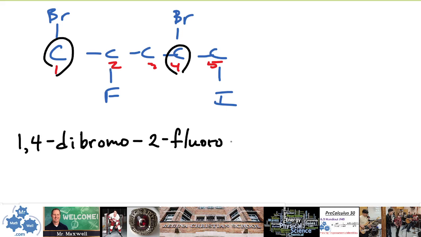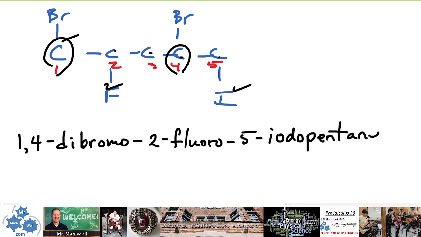All right. Then so this is taken care of now. I got to take care of this iodine. So it's on carbon number 5, right? 5-iodo. There's only one, so you don't need a di or a tri or anything. Iodo. And what is this? 1, 2, 3, 4, 5. Pent. Ane, single bonds. Okay, so that's how you name that one. Any questions?